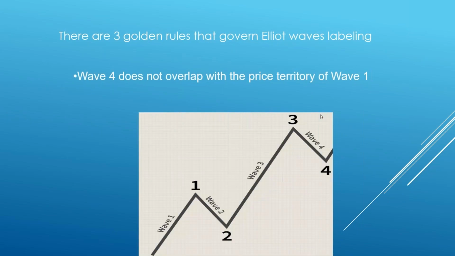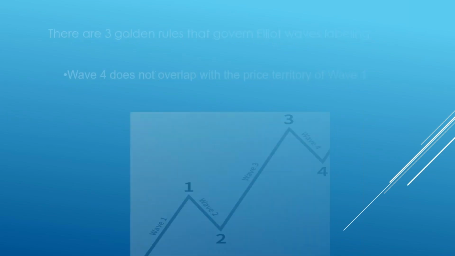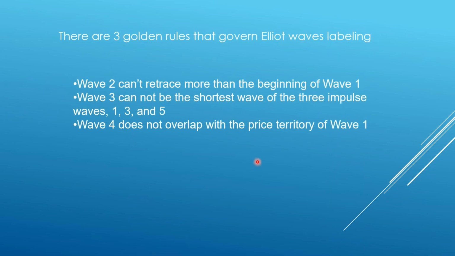And the third golden rule, wave 4 does not overlap with the price territory of wave 1. Here you can see my screen. Please, if you have any issue seeing my screen, send me on the chat. Wave 1 here and wave 4 here. The wave 4 should not overlap with the territory of wave 1. If you can see this area here, wave 4 cannot exceed it. Okay? Here, the 3 principles, the golden rules.